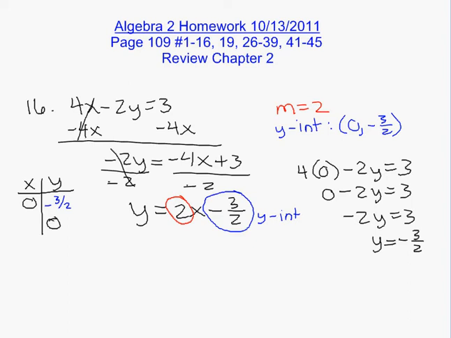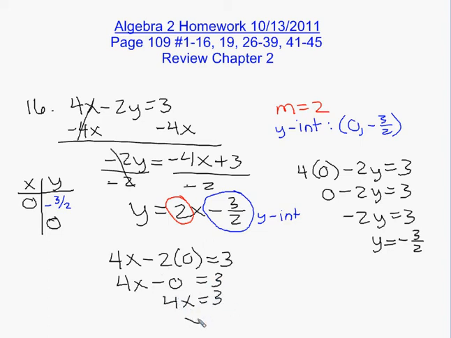Okay, for the x-intercept, I need to plug in y equals 0. So we'll write the same equation, except this time we're going to plug in 0 for y and simplify. So 2 times 0 is 0. So really that's just 4x equals 3. Divide both sides by 4 and you get 3/4. So that means that right here the x value is 3/4 when y equals 0.